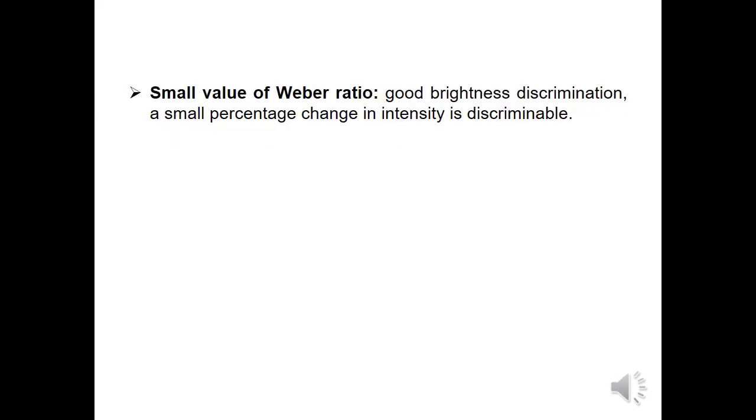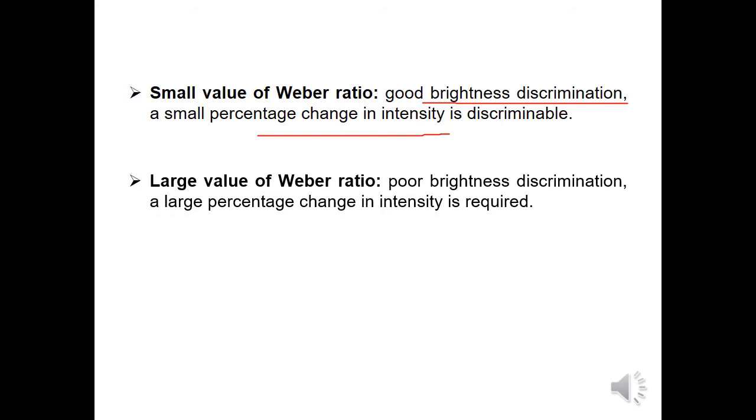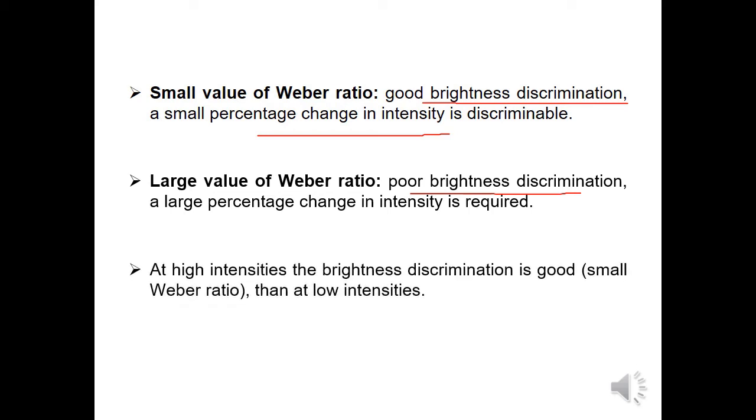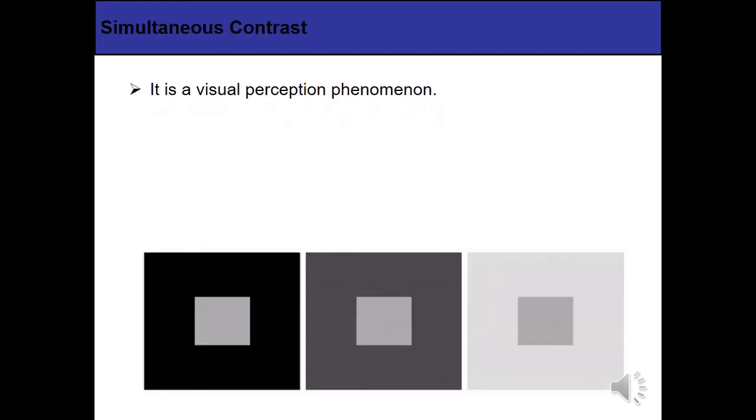A smaller value of the Weber ratio, which is the ratio of delta I upon I, gives good brightness discrimination, meaning a small change in intensity can be detected, while a large value of the Weber ratio gives poor brightness discrimination. So it is always required to keep a threshold to maintain properly whenever there is a requirement to change the brightness level within the picture itself. At higher intensities, brightness discrimination is good because the Weber ratio is small in comparison to low intensity.